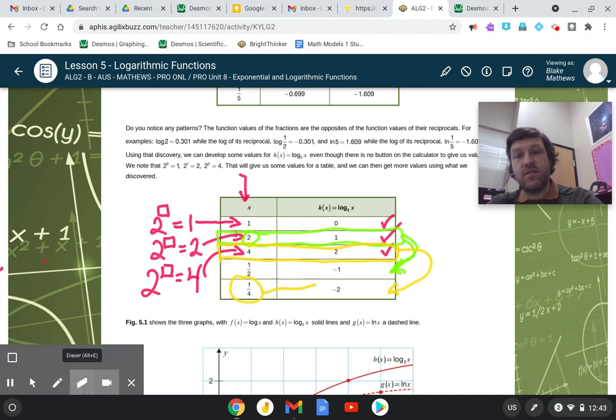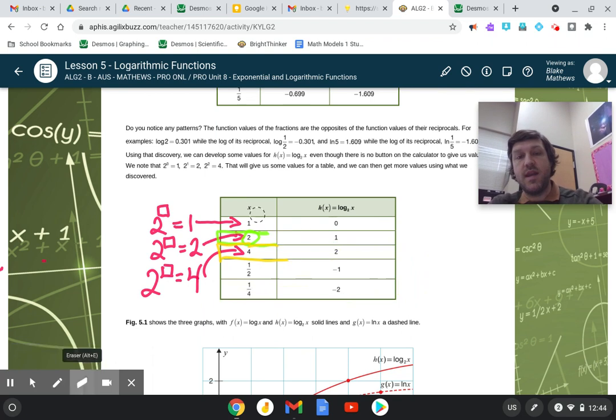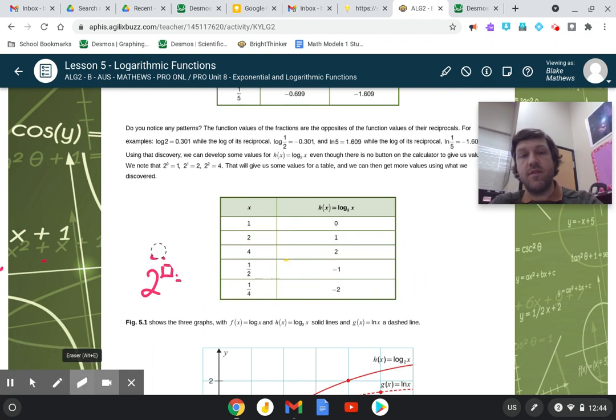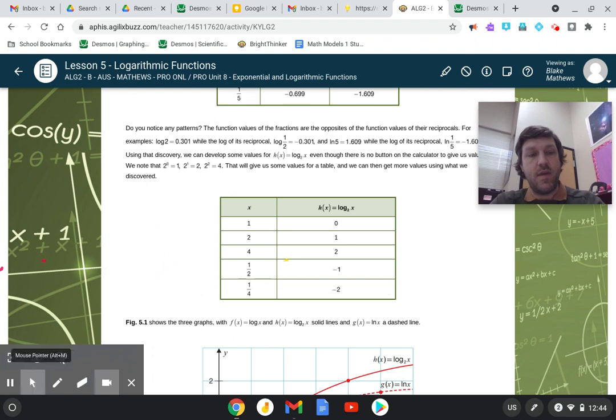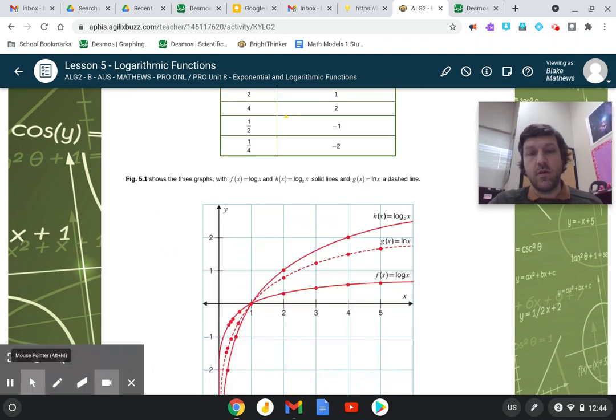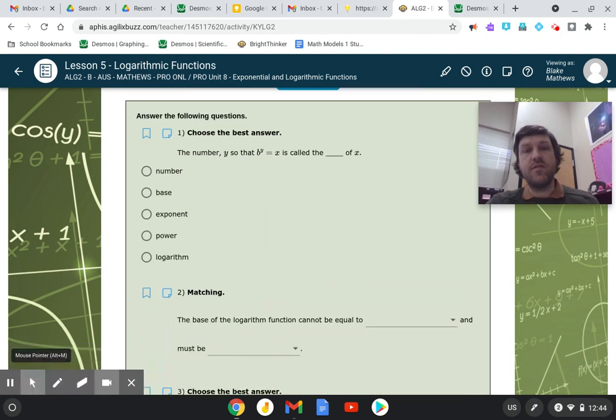So this idea here is like once you get the positive answers, you can do any of the reciprocals really easily by just doing the negative answer. And so let's look at how this actually plays out in the lesson, because that's kind of the main concept that you're dealing with in this lesson. So going down, they ask us a few questions.